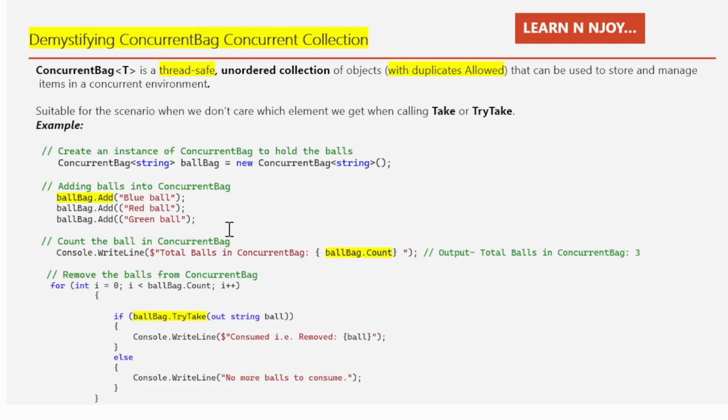After adding and seeing the count, I'm going to show you how we can remove the balls from the ConcurrentBag. For that, I have used this for loop. Here I have written in the for loop, int i = 0; i < ballBag.Count; i++.